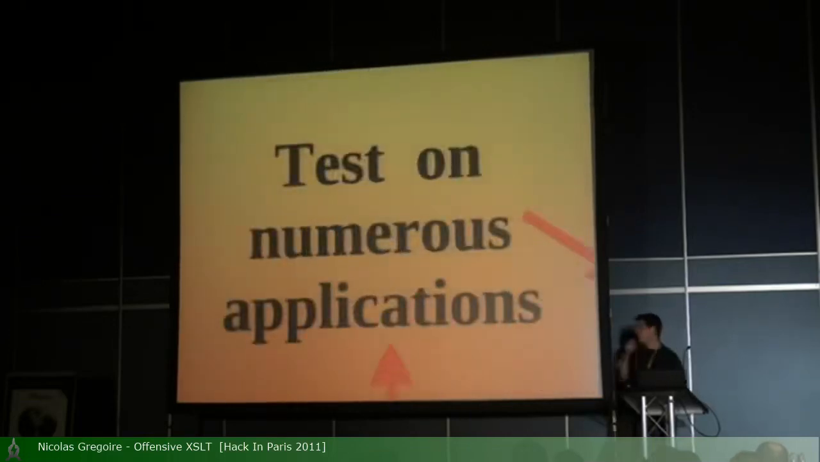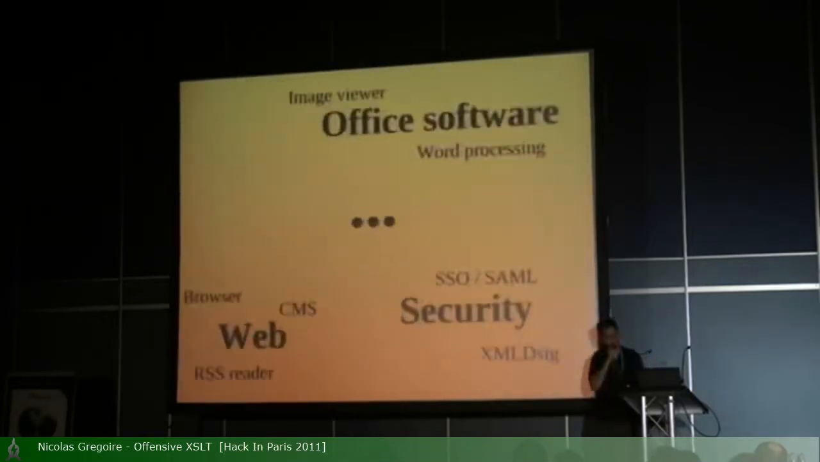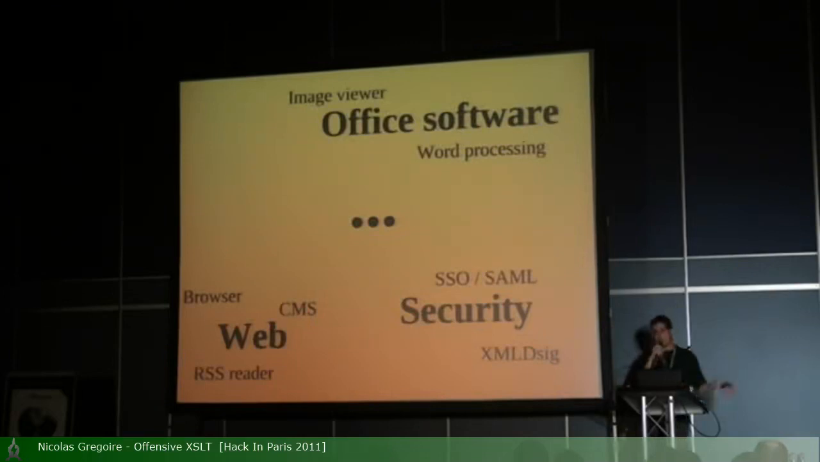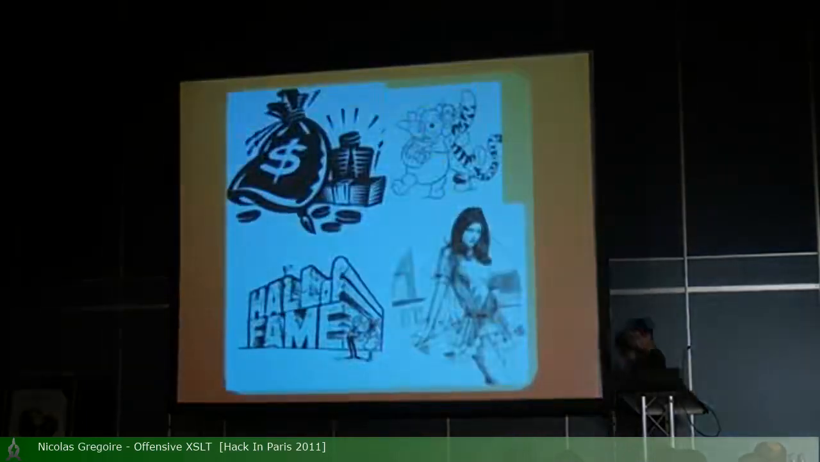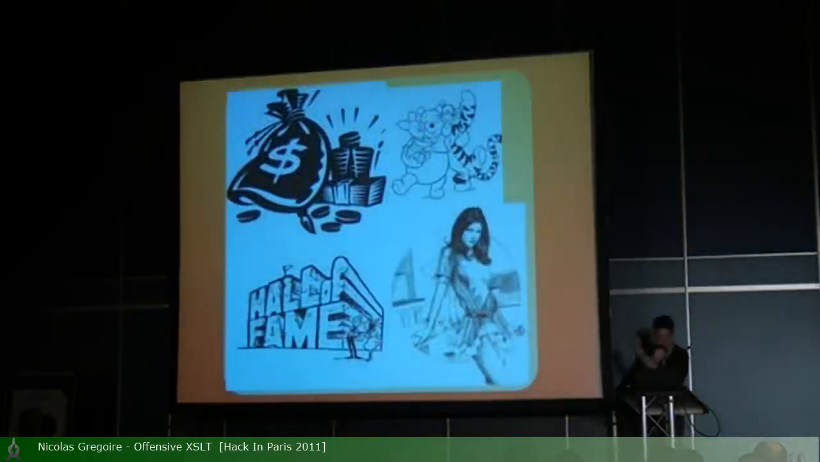So, and then we test some applications because we want to find some vulnerabilities. We have 3 big families. Office software, because it's deployed everywhere. Web context, so either client side or server side. And security solutions, because I love to compromise security solutions. And then profit, everybody knows, just pick your own. Get friends, get girl, get money, get fame.